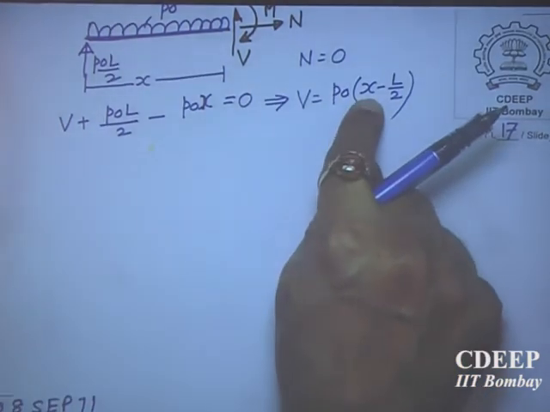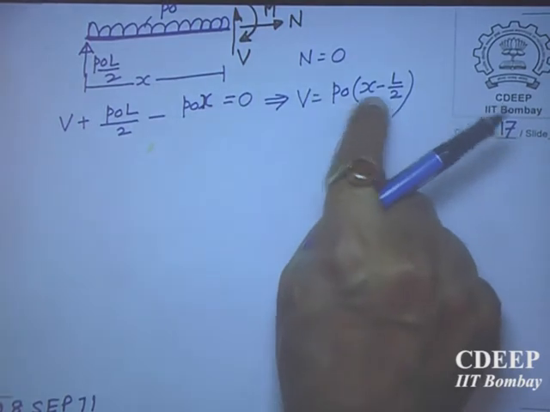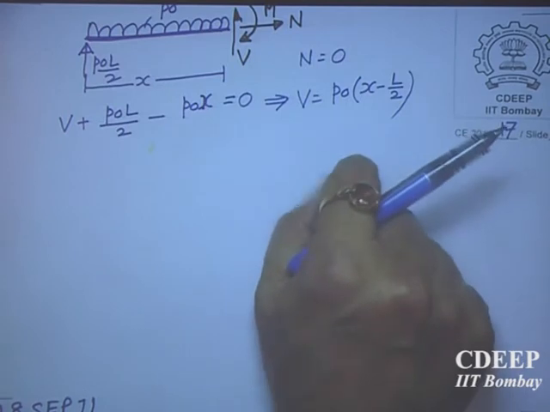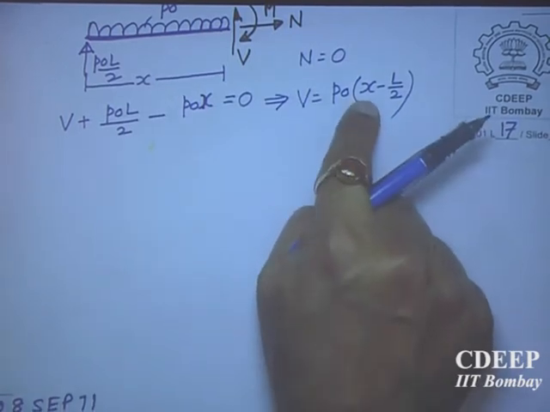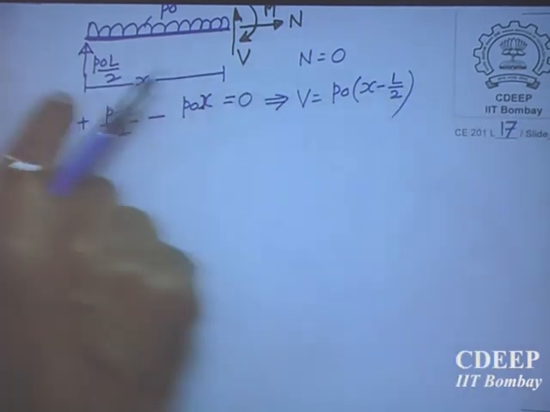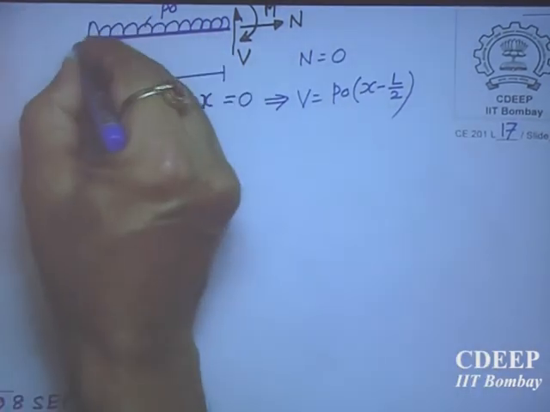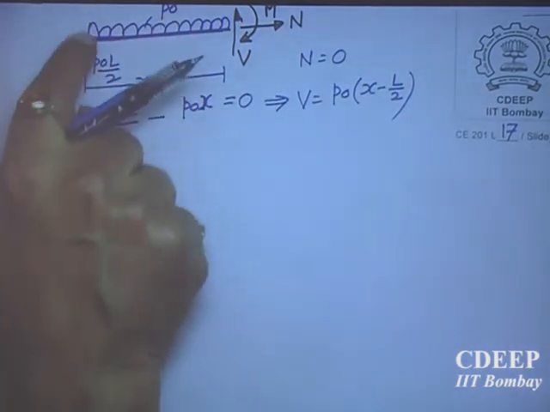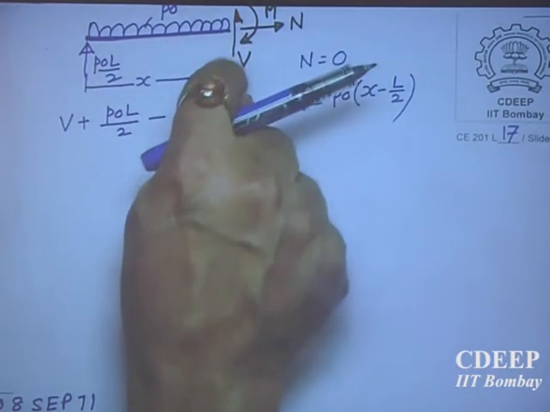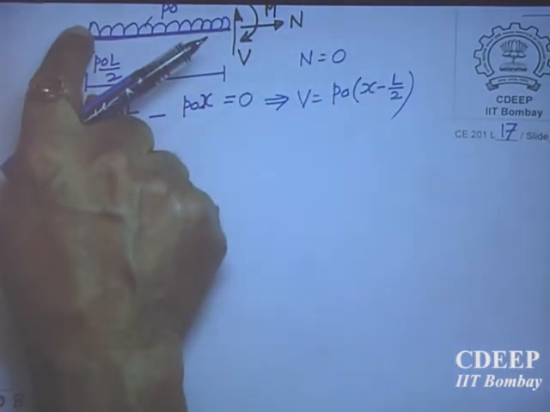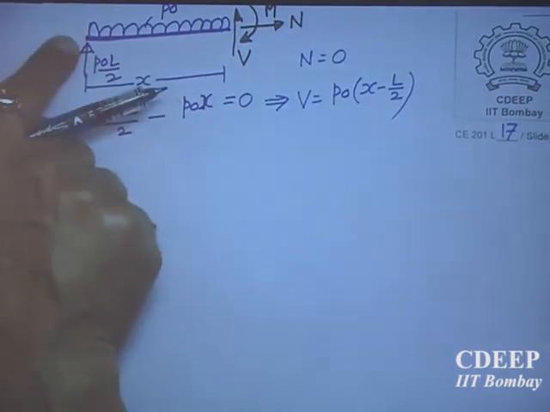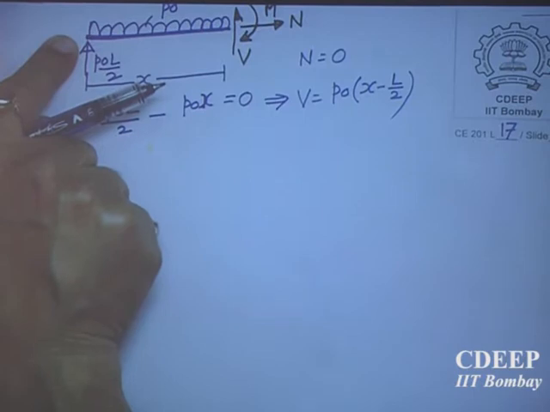So just check up whether you are getting the answer correct or not. At x equal to 0, I am getting shear force as minus P naught L by 2. This is minus because this is negative x phase. This reaction at this phase is negative x phase, so it is upward. So don't say that this is upward, this is also upward, both are positive. As far as shear force is concerned, this shear force is negative. Have you understood or not?